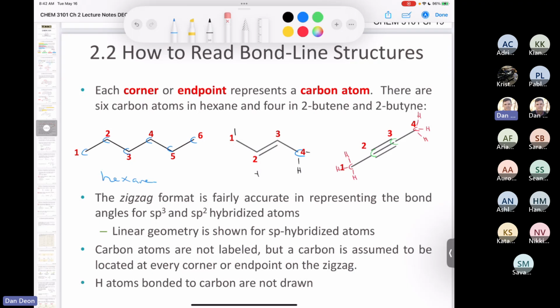If I look at the sp2 hybridized carbons, this is sp2 and this is sp2, you still draw it in the zigzag format, just like you would in the sp3 hybridized carbons. But when it's sp hybridized, and we have sp hybridization for this carbon here and this one here, in that case, you draw it as linear. So what we're seeing here is CH3, carbon, triple bond, carbon, CH3. But you have to show the linear molecular geometry here, that it has a bond angle of 180 degrees. All right, there we go.